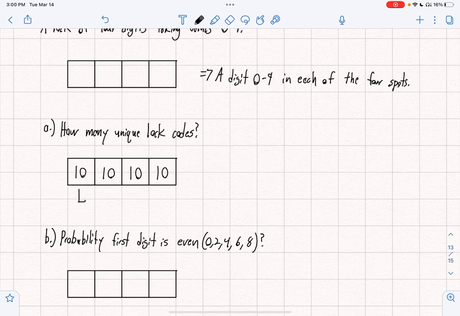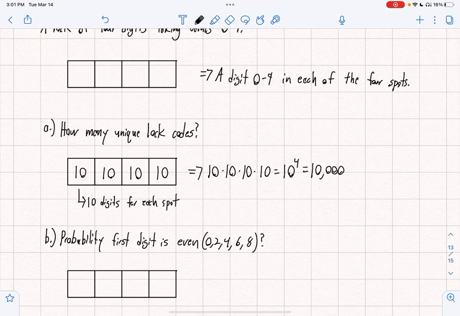Right, there are 10 digits for each spot. So when I calculate this, using our basic counting principle, so I have 10 options for the first, 10 options for the second, 10 options for the third, and 10 options for the fourth. So this is equal to 10 to the fourth, which would be 10,000.